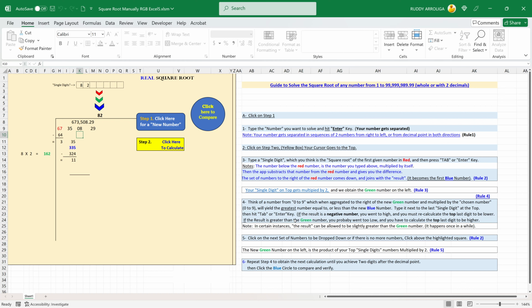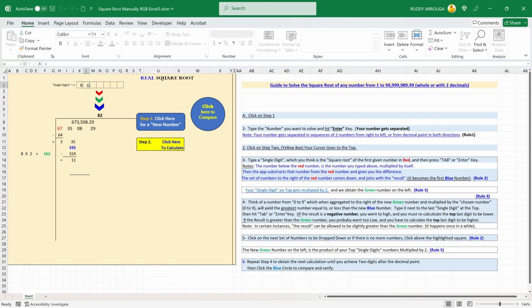If the result is greater than the green number, you probably went too low and you have to calculate the top last digit to be higher. We know that already. Great. Read the note again. In certain instances, the result can be allowed to be slightly greater than the green number. What we explained before.